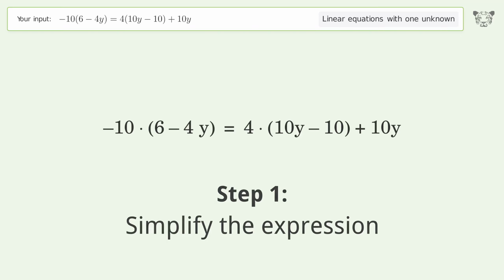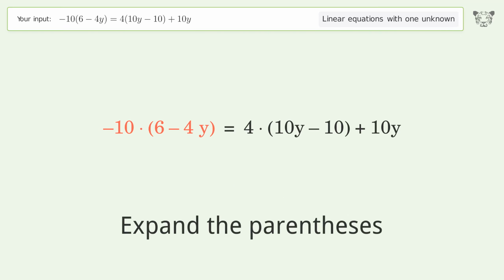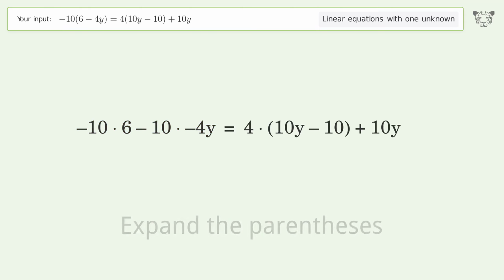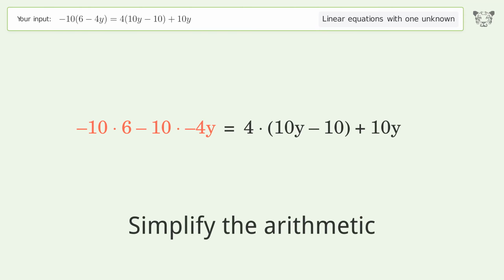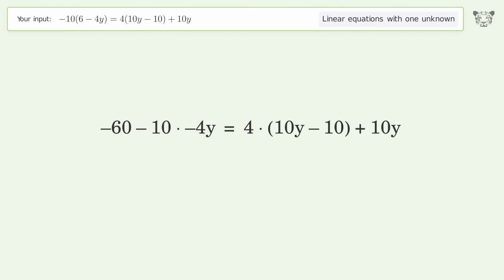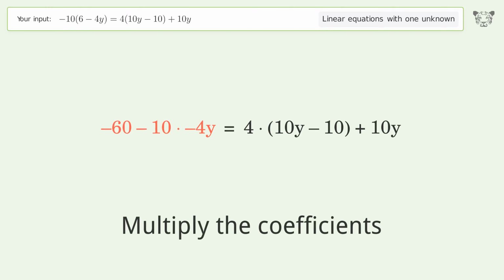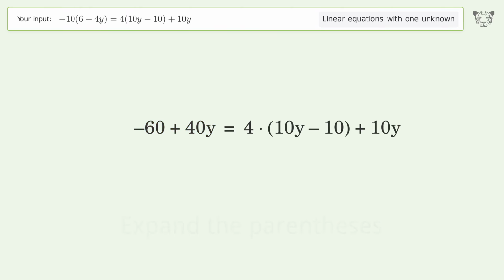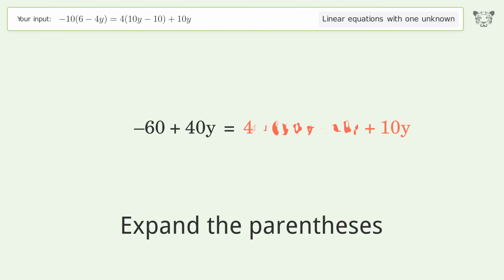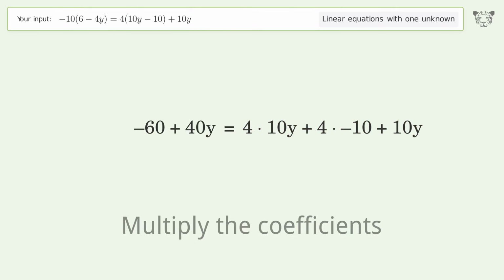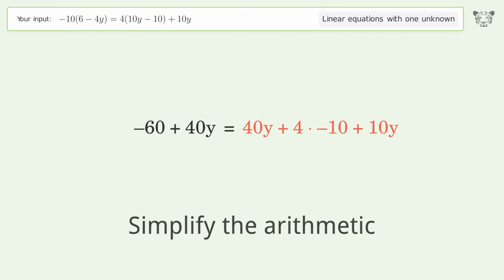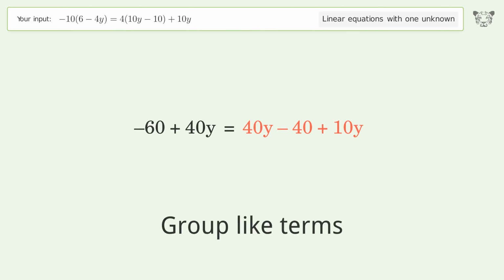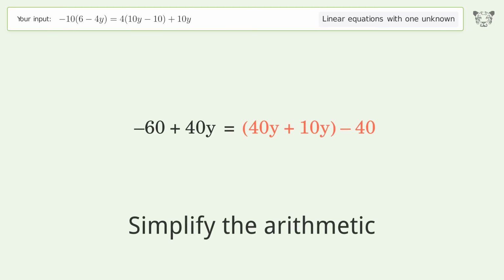Simplify the expression. Expand the parentheses. Simplify the arithmetic. Multiply the coefficients. Expand the parentheses. Multiply the coefficients. Simplify the arithmetic. Group like terms. Simplify the arithmetic.